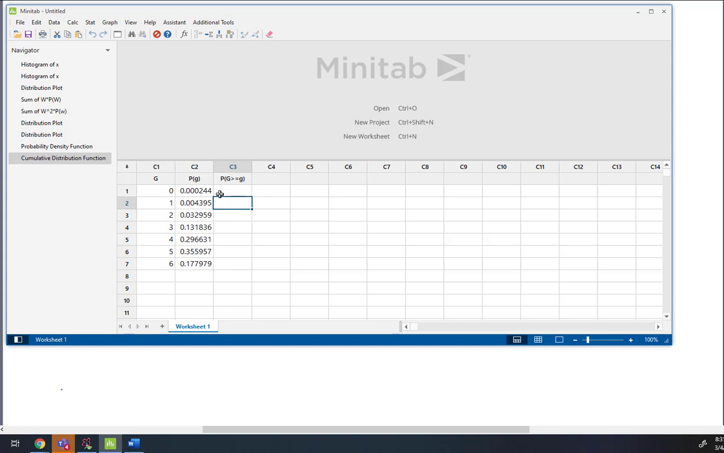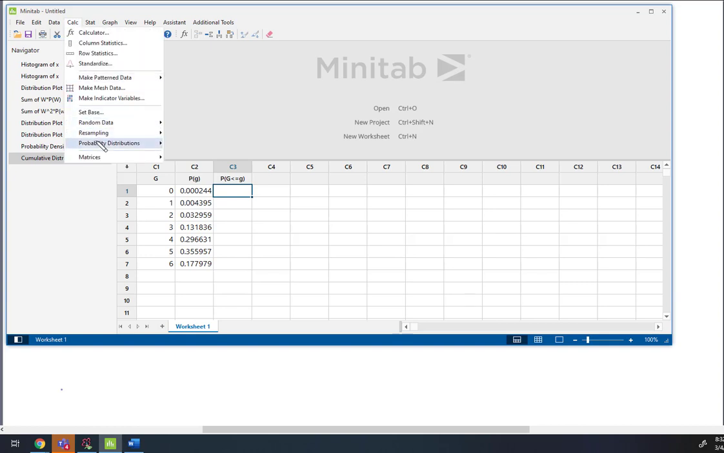And while we're here collecting probabilities, it's probably a good idea to go ahead and get the cumulative probabilities. So let's make C3 the cumulative probabilities. Let's label this correctly, and we'll call this the probability that G is less than or equal to the value of the random variable. That the random variable G is less than or equal to one of these values. Okay, now we'll fill this in.